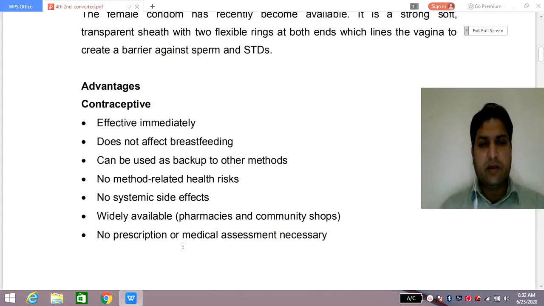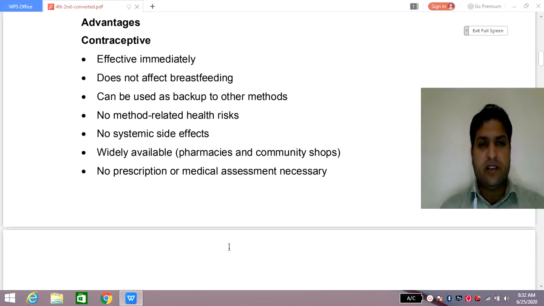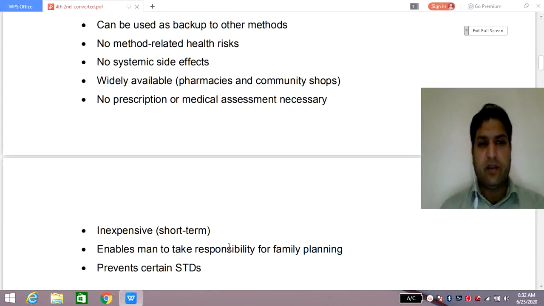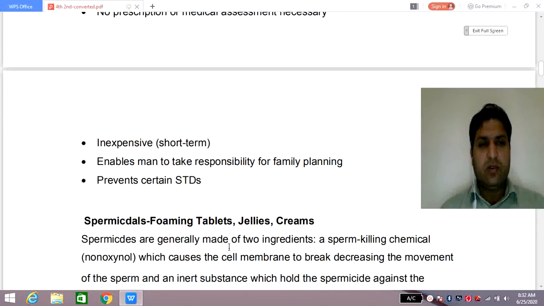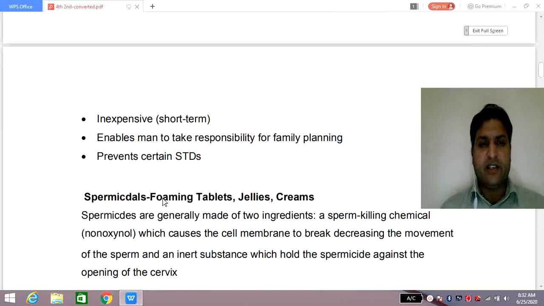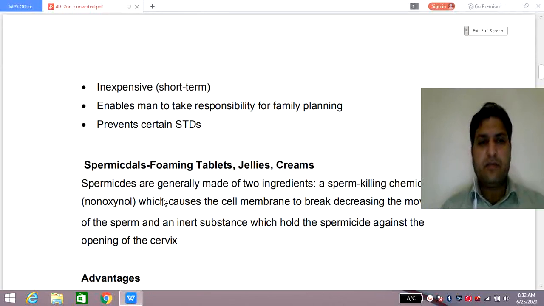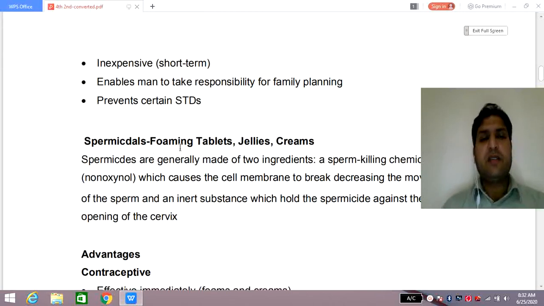No prescription or medical assessment is necessary. A person can easily take it from a local pharmacy or local shop. It's inexpensive. It enables men to take responsibility for family planning, showing their responsibility, and prevents certain STDs. This is very important.